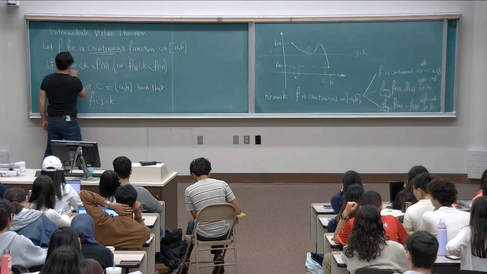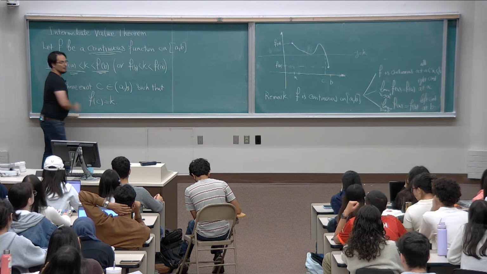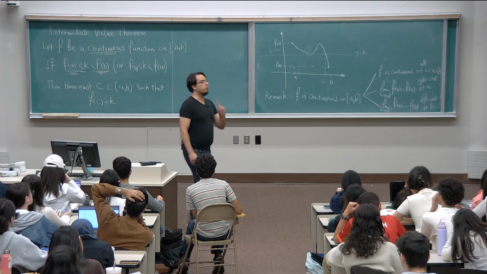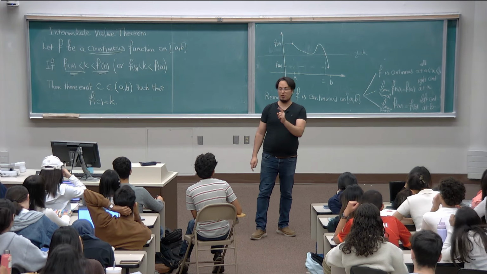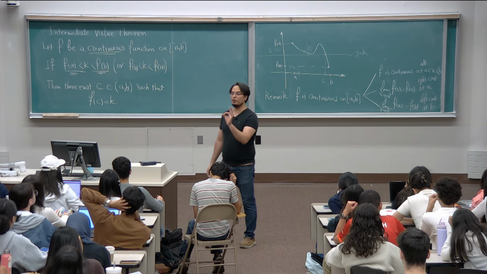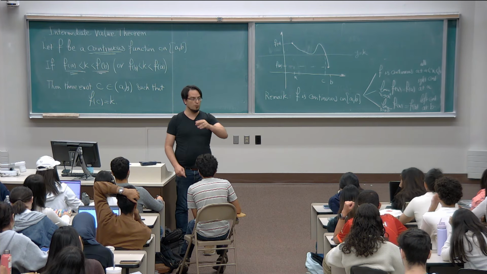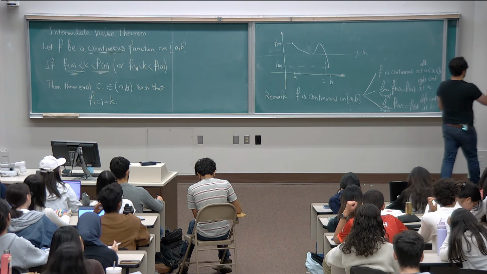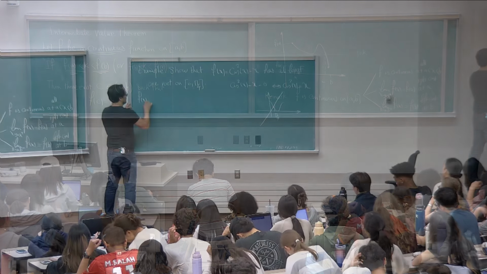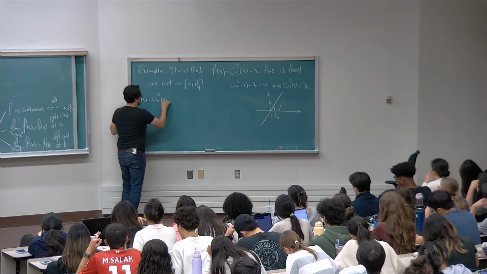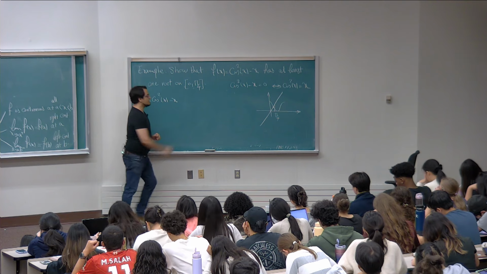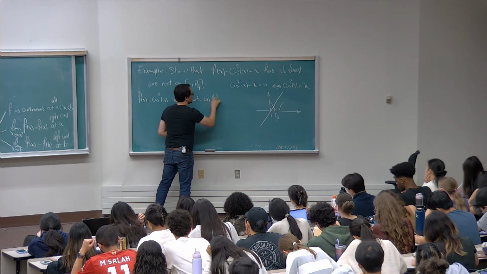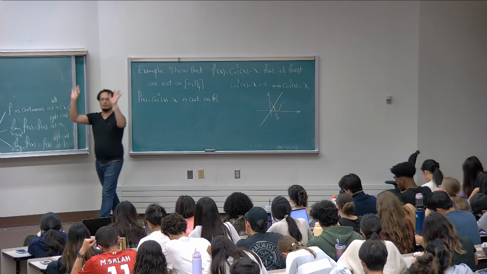I have 3 things to prove when I want to use IVT. One, I have to make sure I write down a few sentences or a few words on why my function is continuous. So here, I will say f of x, which is cosine squared of x minus x, is continuous on the whole real line.